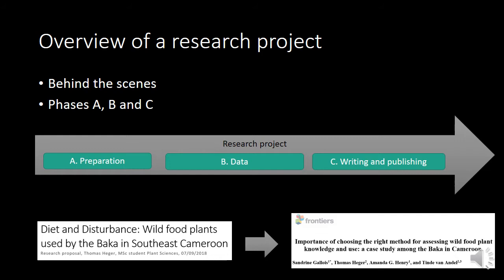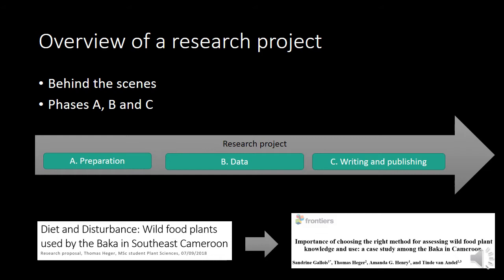And with the Baka project, this whole process took maybe a bit over a year, maybe even a bit longer, until it was finally finished. Actually, now that I think of it, the writing and publishing phase is still going on. But I'll show you that in a bit.